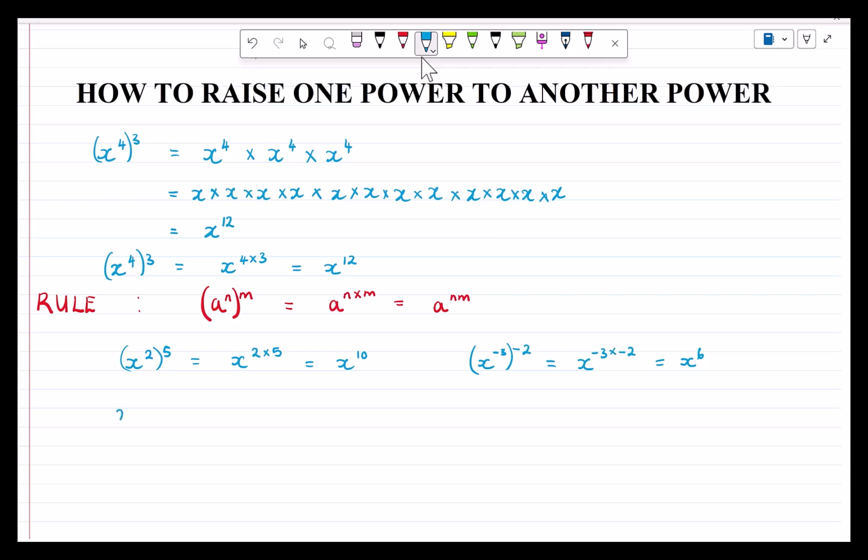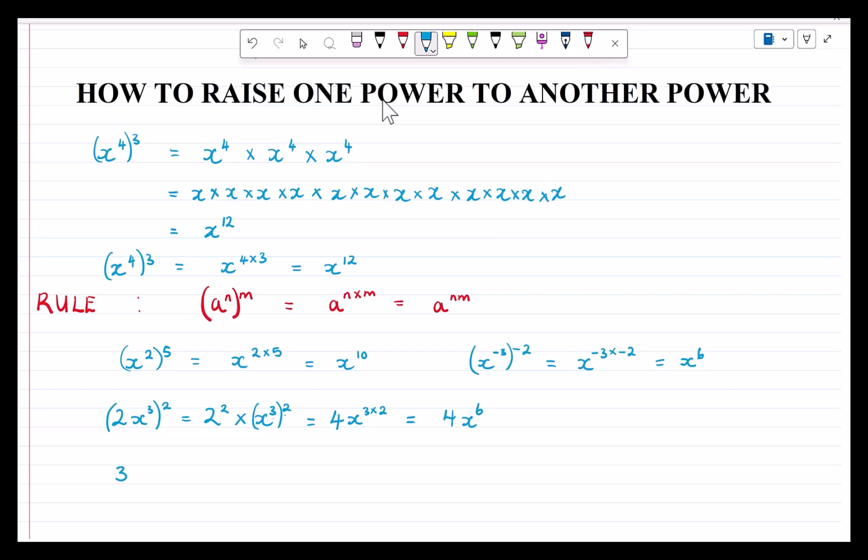Example number 3, if we have 2x cubed being raised to the power of 2. What this means is we are going to raise everything in the bracket to the power of 2. And that will give us 2 to the power of 2 multiplied by x cubed to the power of 2. And by so doing, 2 to the power of 2 is equal to 4. And then x cubed times 2. Remember, we multiply the powers, so that would be 3 times 2. And we get our final answer is 4x to the power of 6.